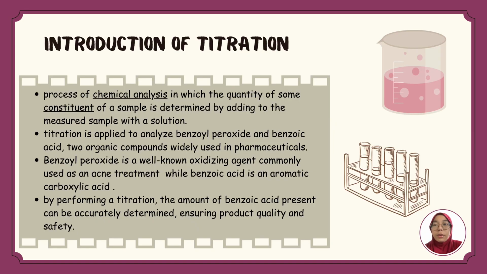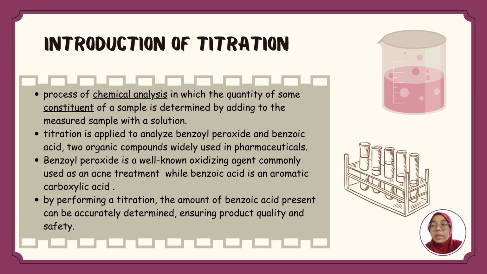Now, let's take a look at the introduction of titration. First of all, what is titration? Titration is a process of chemical analysis in which the quantity of the constituent of a sample is determined by adding to the measured sample another solution. Titration is applied to analyze two organic compounds, benzoyl peroxide and benzoic acid, that are widely used in pharmaceuticals.